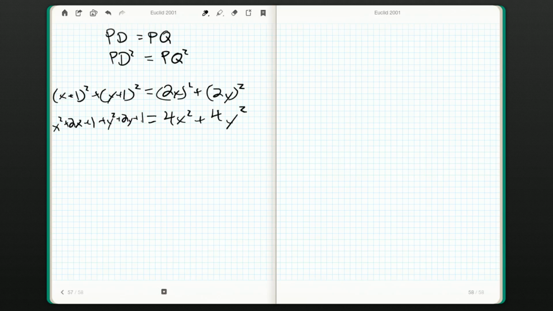Nothing I can really see to do right away. I guess we can bring everything over to one side. Okay, so 4x squared minus the x squared, so we'll get 3x squared on one side minus 2x plus 3y squared minus 2y and minus 2 is equal to 0. Right, the x squareds come over, the y squared comes over, minus 2x minus 2y, and the two ones become negative 1. Okay.